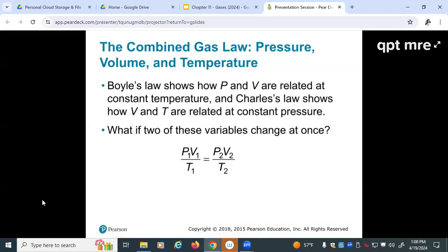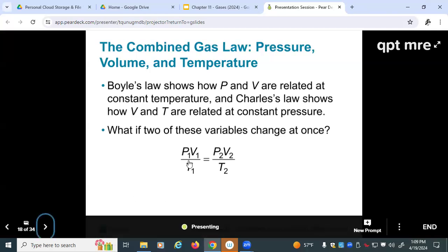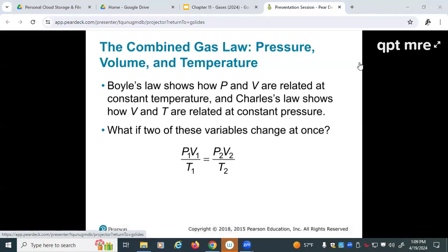Up until this point, we have focused on just isolating two of those measurables against each other and holding everything else constant. Well, what if we don't have a situation where that's possible? What if you're looking at a situation where we have volume and temperature and pressure all capable of changing all at the same time? And this is a real situation, because most of the time, let's take car tires, for example.